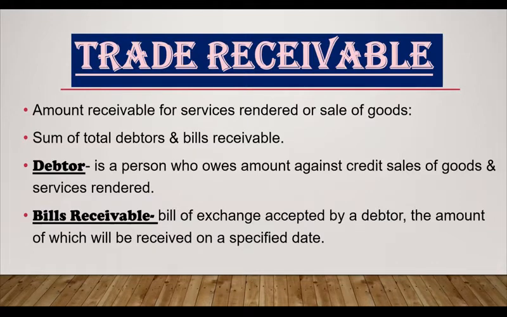Similarly, trade receivable includes bills receivable as well. What is a bill receivable? It is the bill of exchange accepted by the debtor. Instead of paying the amount, he is giving the bill. So then we are getting the bill, and that bill will be treated as an asset, as that bill will specify on which day that amount is to be received from the party.